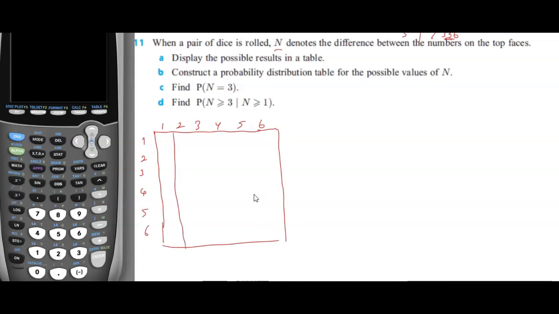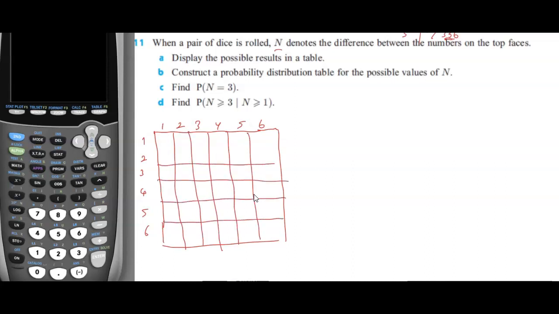And since we're talking about differences between dice, it might be useful, instead of making a grid, to make a table with open cells. And then in the cells, we can write down the differences. So 1 minus 1 is 0, 2 minus 1 is 1, 3 minus 1 is 2, and so on. 2 minus 1 is 1, 2 minus 2 is 0, 3 minus 2 is 1, and so on. So we're going to start creating a pattern here: zeros are going to go down the diagonal, ones are going to be next to the zeros, and so on.